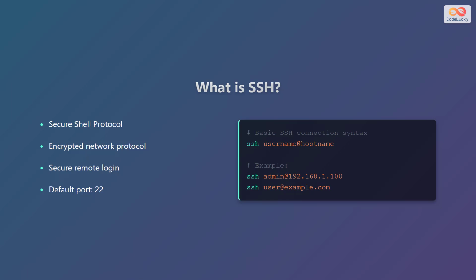Here are some examples of Secure Shell connections. To connect to a remote server, you use the Secure Shell command followed by the username at hostname. For example, ssh admin@192.168.1.100 or ssh user@example.com.